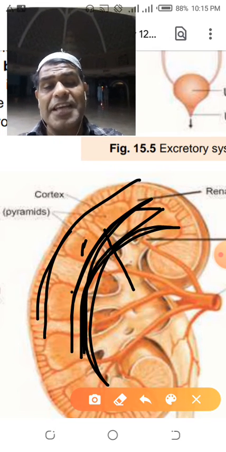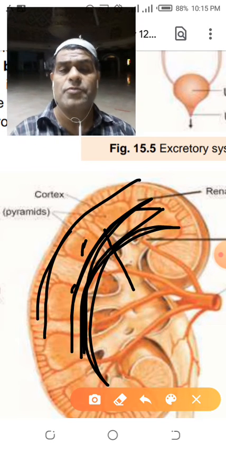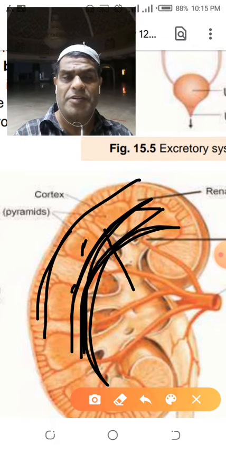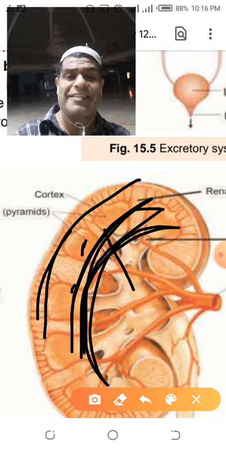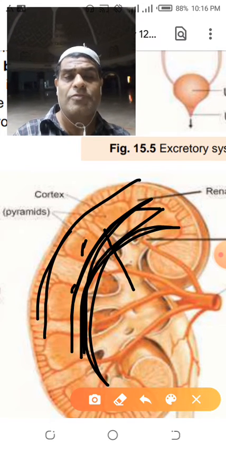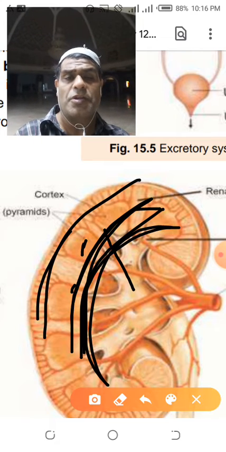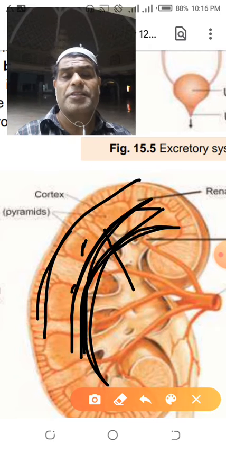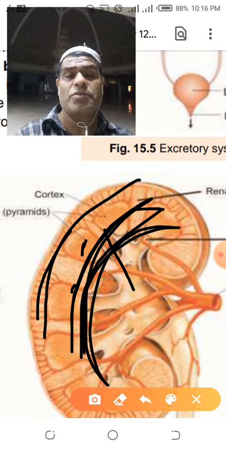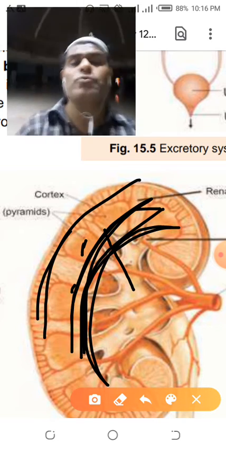There are small cells, and each nephron is the word. If you study the structure of the nephron: the proximal part, the distal part, the renal tubules, the loop of Henle, the descending limb, the ascending limb, the Bowman's capsule, the glomerulus, the efferent arteriole, the vasa recta, the peritubular capillaries, aldosterone, ADH. These all things I have to explain.